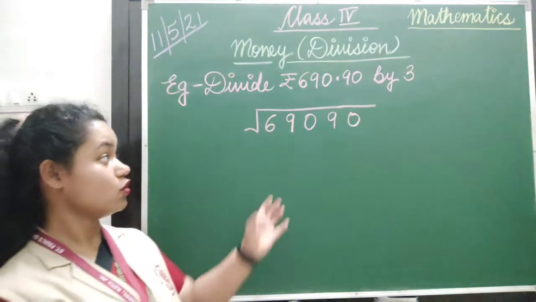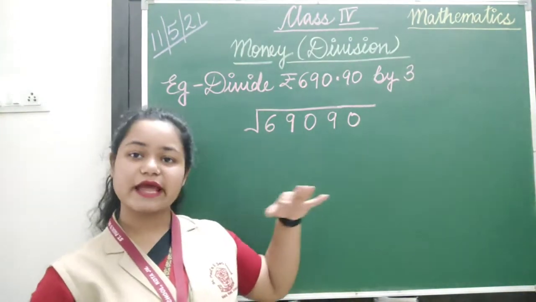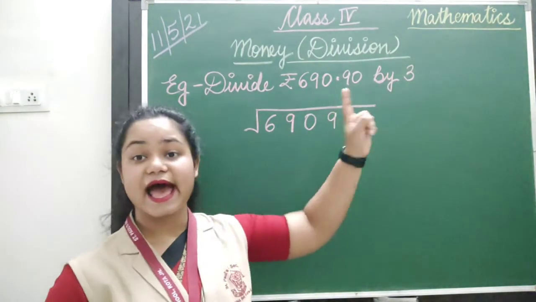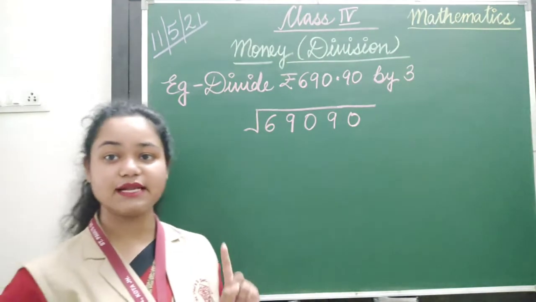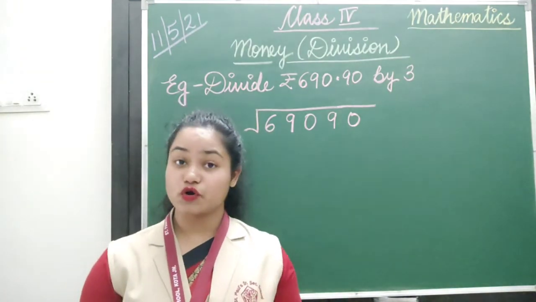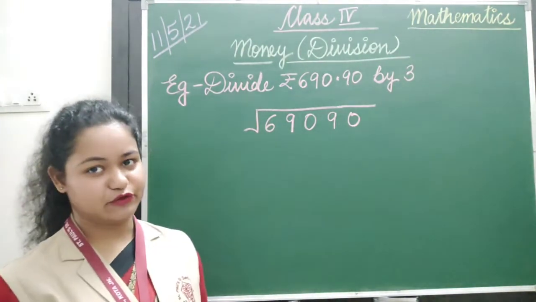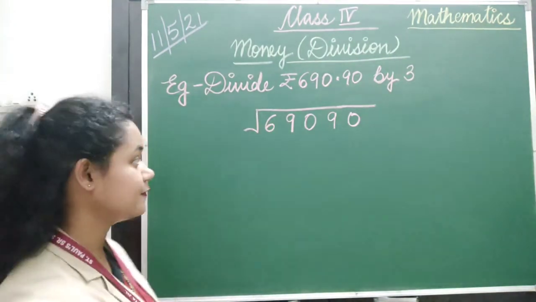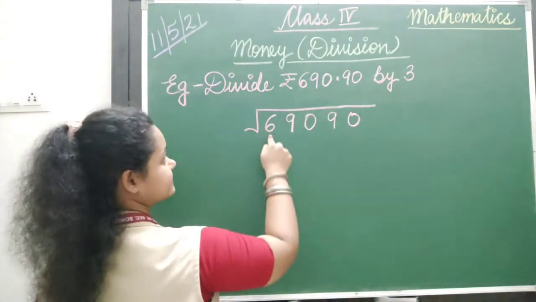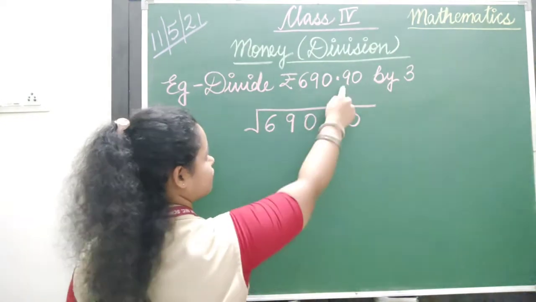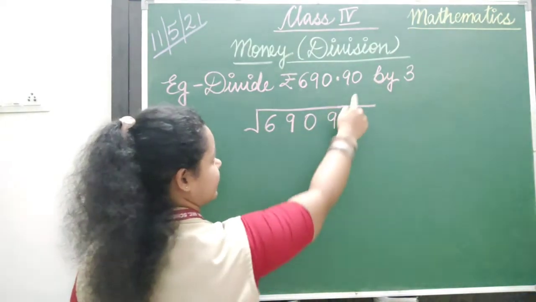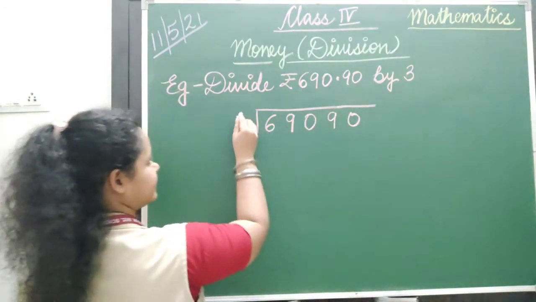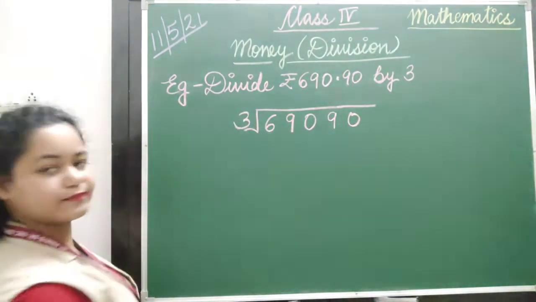Okay? So, while doing the process, we can remove this decimal, and when we are writing the final answer, at that time we have to put this decimal again. Understood? So, how to put it, I will tell you. First, let us solve this. Okay? So, 6 9 0 9 0, the point is gone. We are not writing the point. 69090 divided by 3.